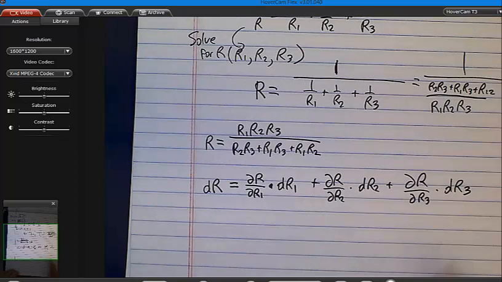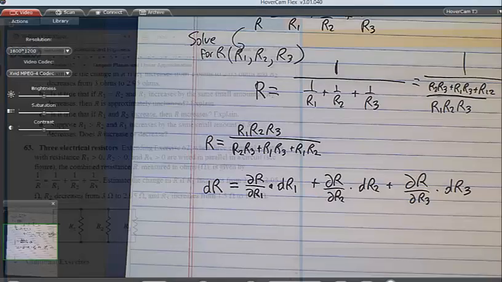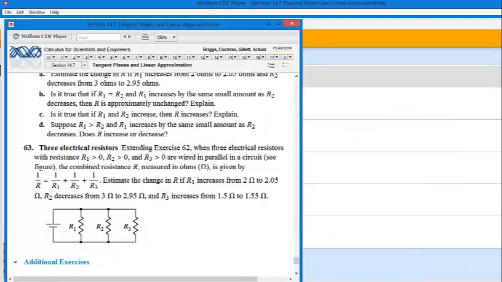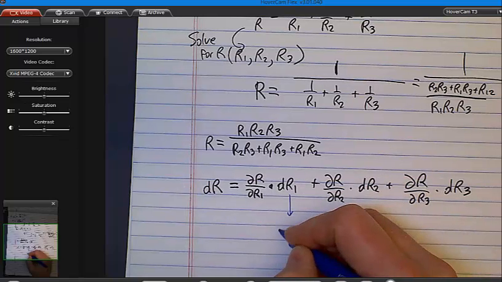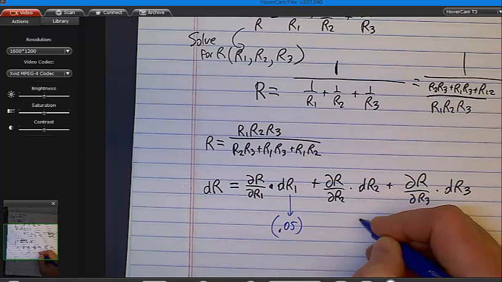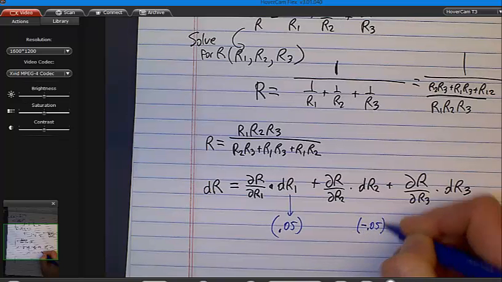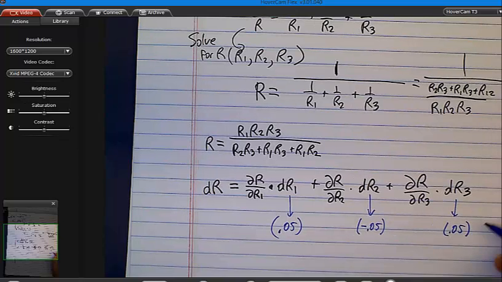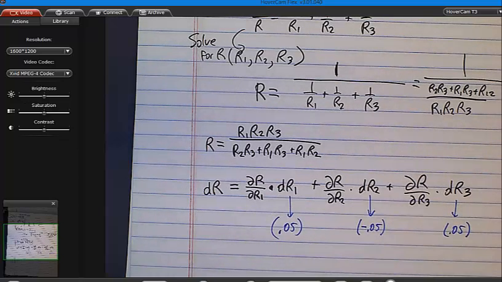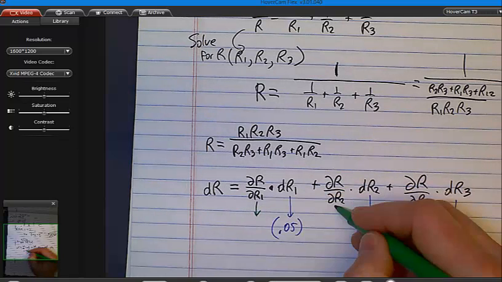And going back to the problem, remember that what happens then is you're evaluating at certain points. So let's see. It says R1 is increasing 0.05, R2 is decreasing 0.05, and R3 is increasing 0.05. So basically, I could tell you already, I'm going to put a 0.05 in here, a minus 0.05 in here, and a 0.05 in here. Now, what goes into these? That's going to be some work. I need to compute some partial derivatives.